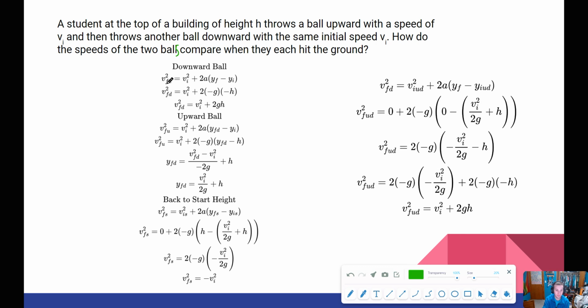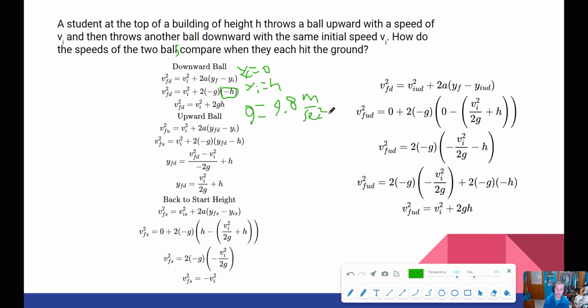So we have our v squared final of the ball thrown downwards is equal to the initial speed squared plus 2 times the acceleration times your final position minus your initial position. In this case, your y final is equal to 0, and your y initial is equal to h. So keep that in mind. That's why we have a negative h. Our acceleration is negative g. So g on its own is equal to 9.8 meters per second squared. That is the acceleration due to Earth's gravity at the Earth's surface, approximately.